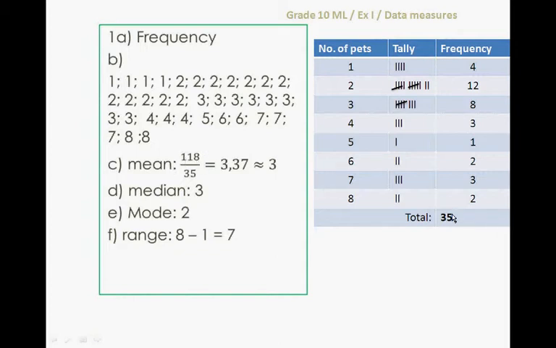The mean is 118 divided by 35. This total is 35, and we get 3.34, which is rounded to, because we only speak about whole pets, more or less 3 pets per household. The median is 3, the middle value is 3, the mode is 2, and the range is the largest number of pets minus the smallest number of pets, which is 7.